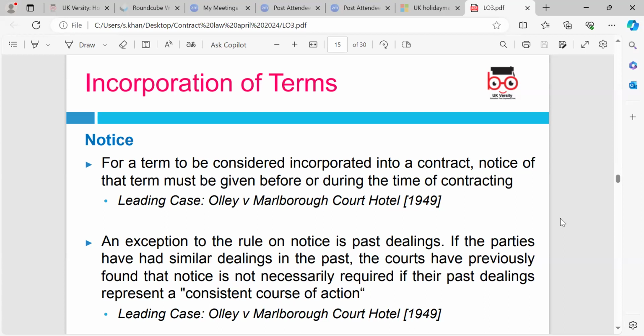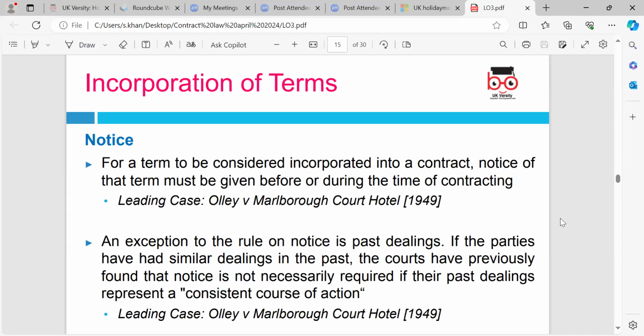On arrival, Olley paid for a week's board in advance and then went to the room. In the room, a notice was displayed stating the proprietors would not be responsible for any items lost or stolen unless handed to them for safekeeping. Olley left the room and deposited her key on the board in reception before leaving the hotel. The key was taken and several items were stolen from her room. Olley sought damages in negligence.